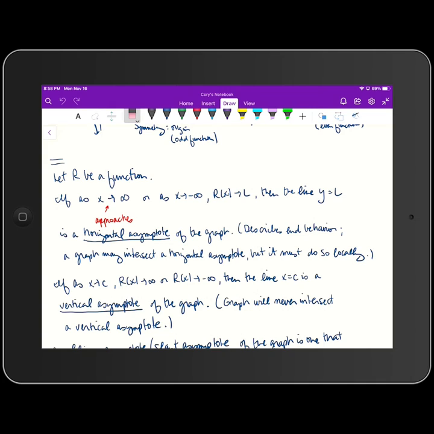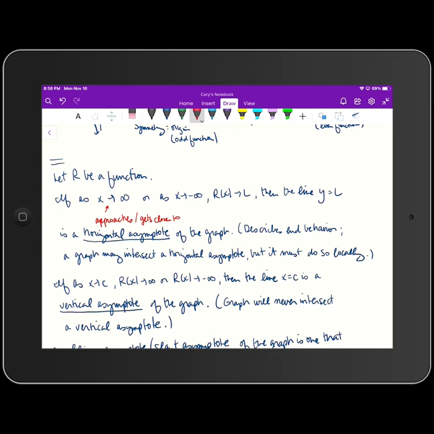So we're told to let R be a function, and then it says if as x, and then when you see that arrow, that's going to mean the word approaches. I'm going to say approaches, but you can also think of it as gets closer to. Okay, so if as x approaches infinity or as x approaches negative infinity.